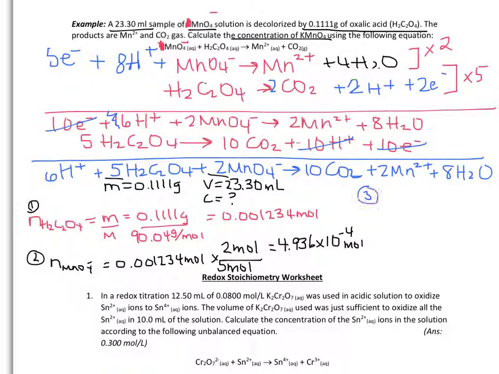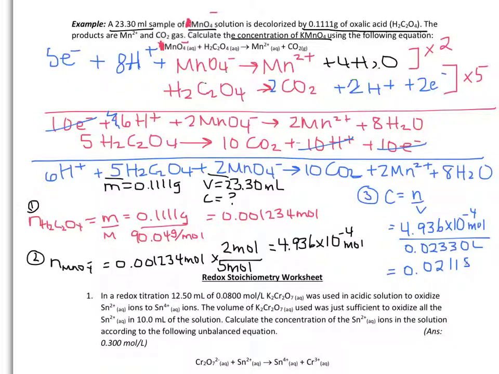Once you have the number of moles of that, you can finally answer the question, finding the concentration using moles divided by volume. We have 4.936 times 10 to the negative 4 moles, divided by a volume in liters of 0.02330 liters, to give us a final concentration of 0.02118 molar. Do not forget your units. This is the process that you must follow for these types of questions, so you can now go ahead and work on the worksheet.